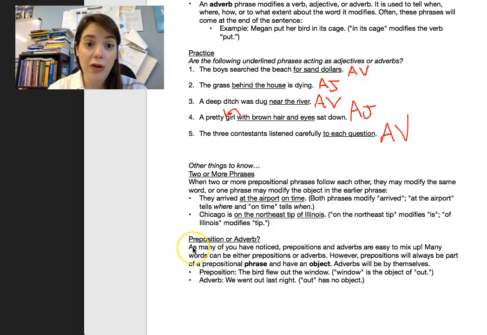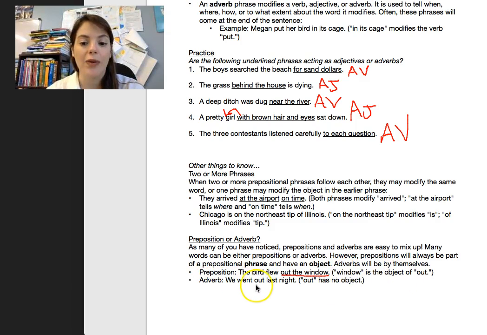Now, as many of you have noticed, I noticed y'all struggling with this when we did adverbs and now again when we're doing prepositions. Prepositions and adverbs are really easy to mix up. Many words can be either a preposition or an adverb. But remember, prepositions will always be part of a prepositional phrase and have an object, and adverbs will just be by themselves. So preposition: the bird flew out the window. Out the window is my prepositional phrase with window being its object.